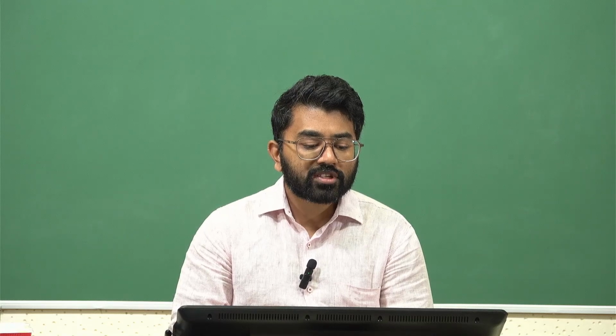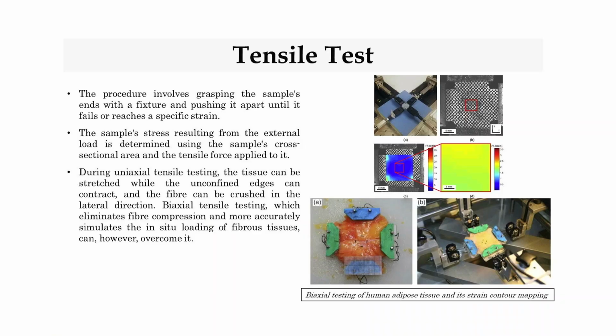So the sample's stress resulting from the external load is determined using the sample's cross sectional area and the tensile force applied to it, right? During uniaxial tensile testing, the tissue can be stretched while the unconfined edges can contract, right? And the fibers can be crushed in the lateral direction. Biaxial tensile testing, however, eliminates fiber compression and more accurately simulates the in situ loading of fibrous tissues. So biaxial will give a much more realistic view of testing of a lot of soft tissues, as the majority of soft tissues are under biaxial loading.